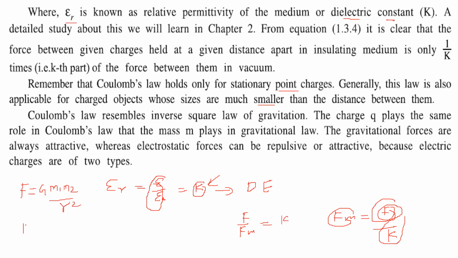And what is the electrostatic force? Let me write it as G. Electrostatic force is K Q1 Q2 by R square. So they are almost identical, but the gravitational forces are always attractive. But electrostatic forces can be attractive as well as repulsive, because the electric charges are of two types, positive and negative.